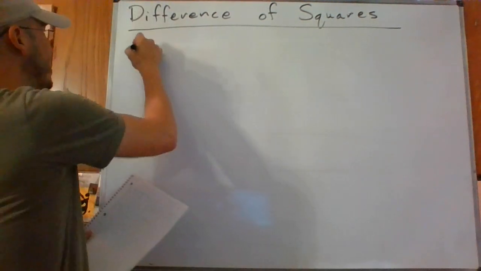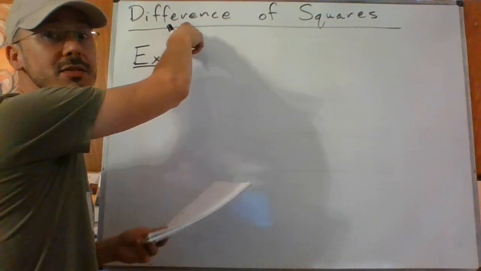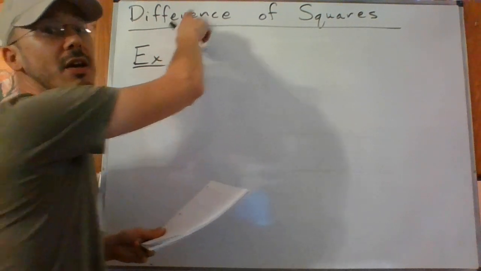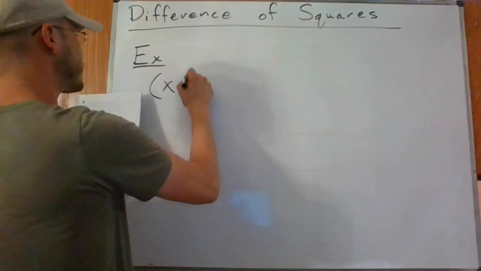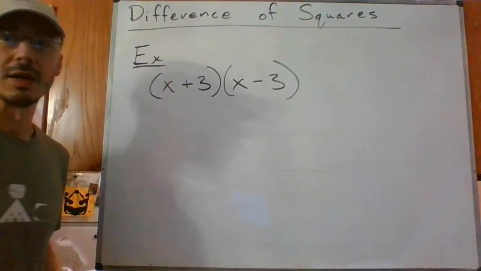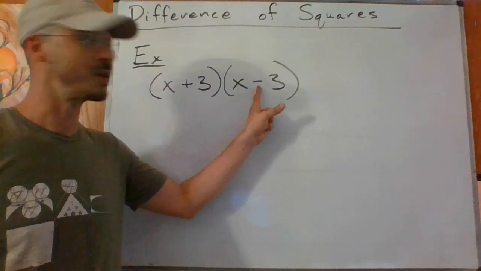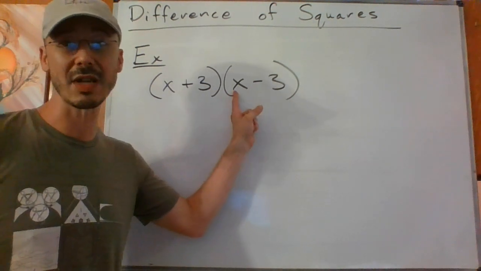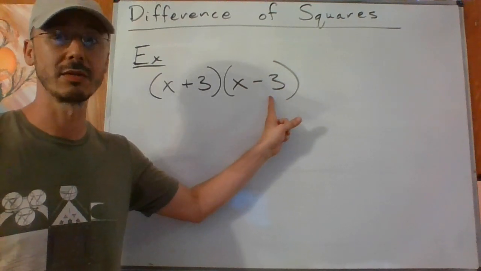I have an example here to demonstrate a difference. Difference means minus or subtract. Difference of squares. This one doesn't look like a difference of squares. There's a difference, but none of these things are squares. There's x, not x squared. 3 is not a square.